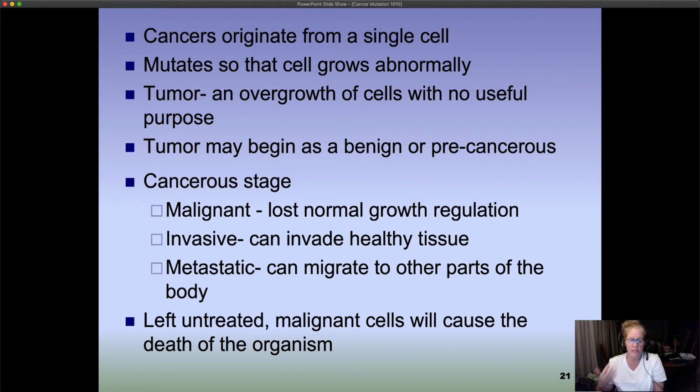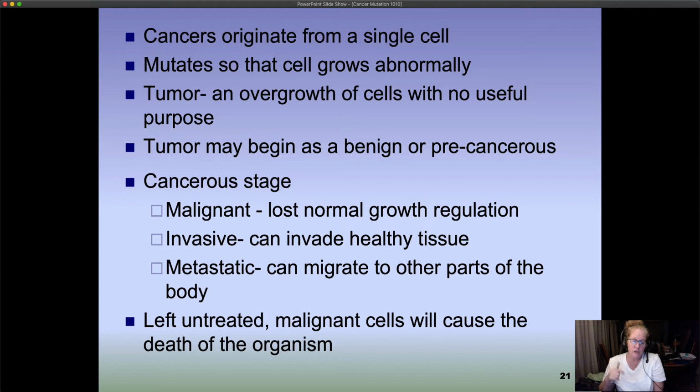So the original cell kind of tells the other cells, hey, we need to start replicating. So a tumor is an overgrowth of cells, and the tumor has absolutely no purpose. It can be benign or it can be precancerous. A benign tumor is one in which cells are just not doing what they're supposed to do, but it's not cancerous. It's not causing any trouble. It just doesn't really do anything. So benign tumors can either be left alone or they can be removed.